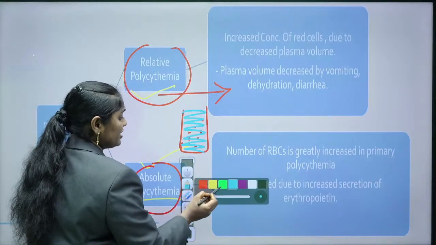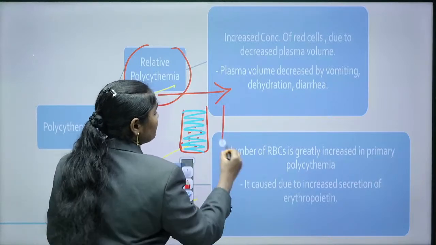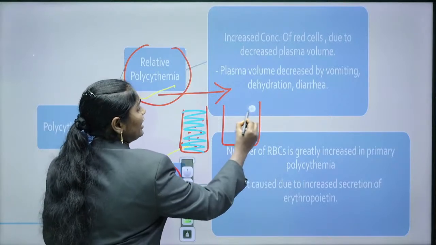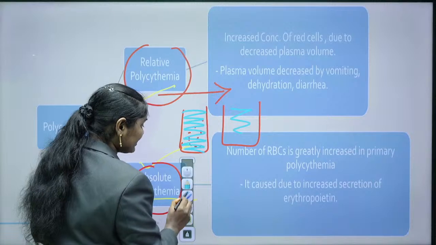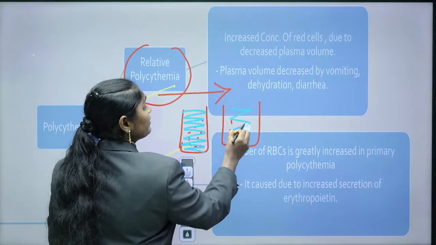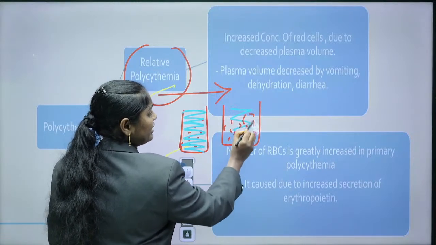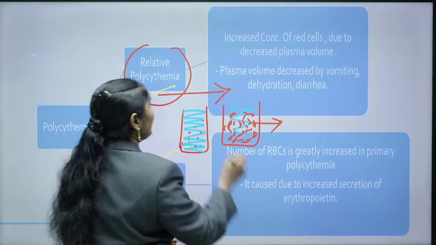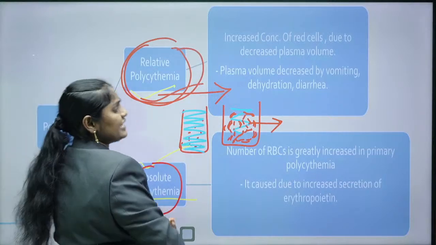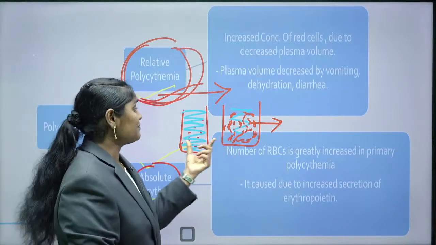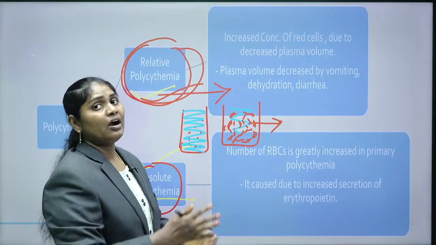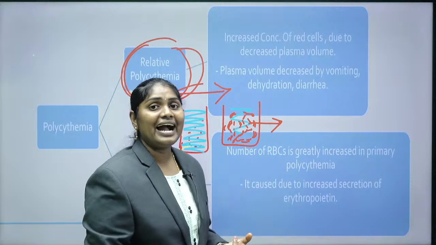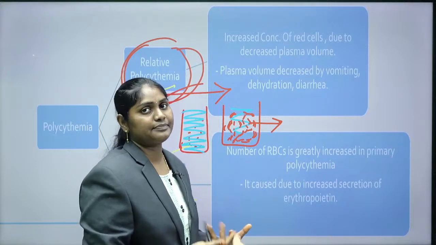So if you have very little plasma, then what is increased? Your red blood cells are more; your red blood cells are dominating. That condition is called relative polycythemia. Here plasma, or watery content, is lost from the blood due to dehydration, diarrhea, or vomiting.